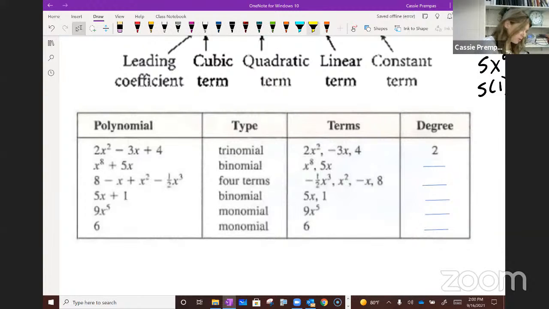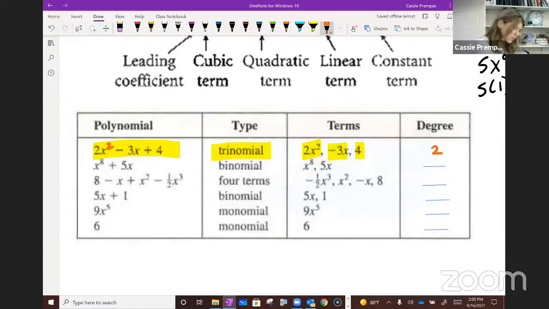This first polynomial, you can see, is a trinomial because it has 3 terms. You will be asked to list each specific term. So you can see that the 3 terms in this polynomial would be 2x squared, negative 3x, and 4. The degree, this one's done for you, is 2 because the highest exponent is 2.